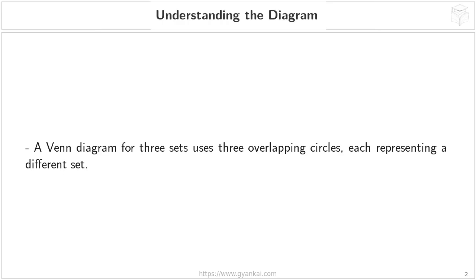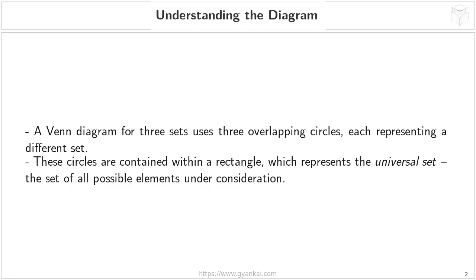Understanding the diagram. Now, looking at this slide, the first key point is that a Venn diagram for 3 sets utilizes 3 overlapping circles. Each of these circles visually represents a different set. Think of each circle as containing all the elements that belong to a specific group, set A, set B, and set C, as we'll label them shortly.